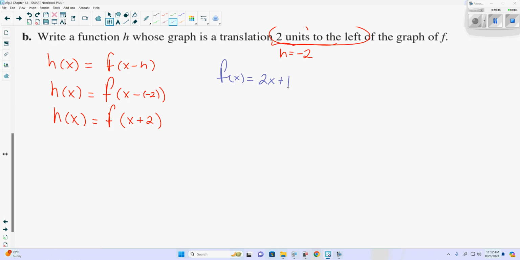Now, do we have f of x anymore? Because our h of x is equal to what? F of x plus 2, yes? We don't have f of x anymore. We have f of x plus 2. Yes? Well, what did we do? We replaced every x. We replaced the x here with what? X plus 2. So what do you think we'll do to the other side of the function?